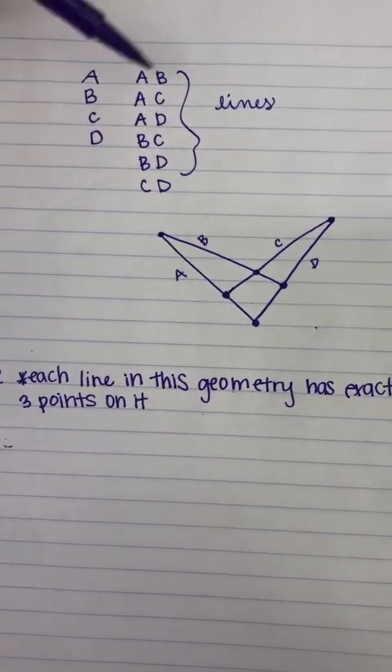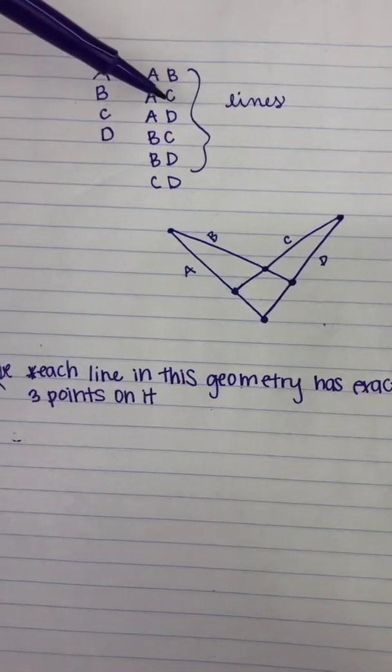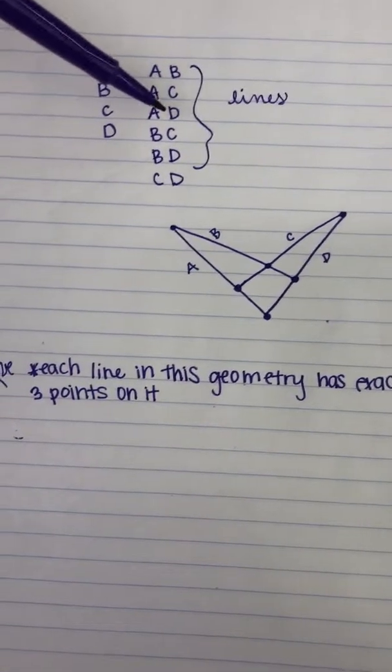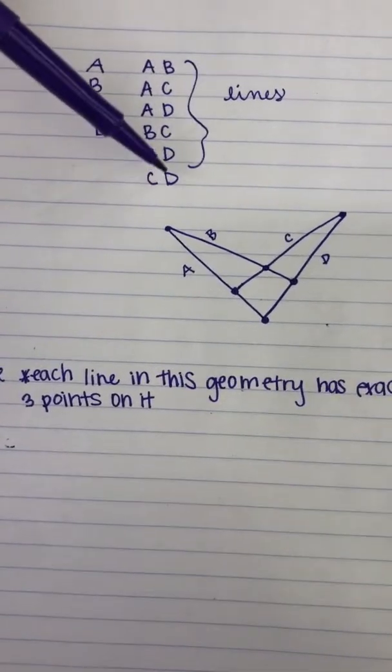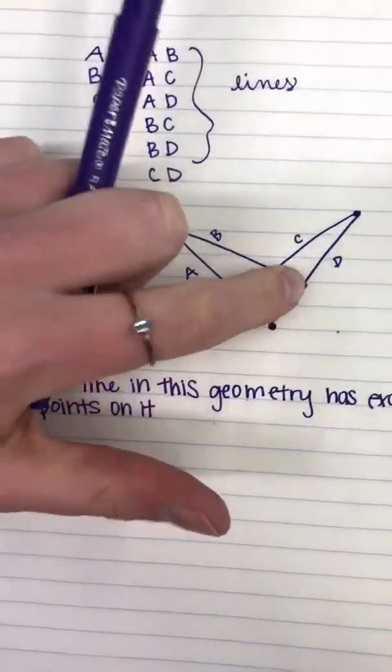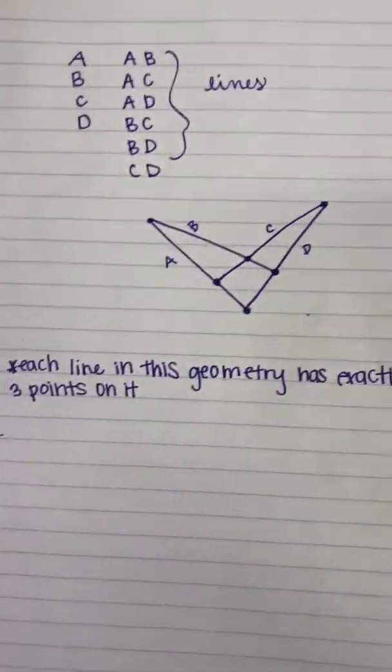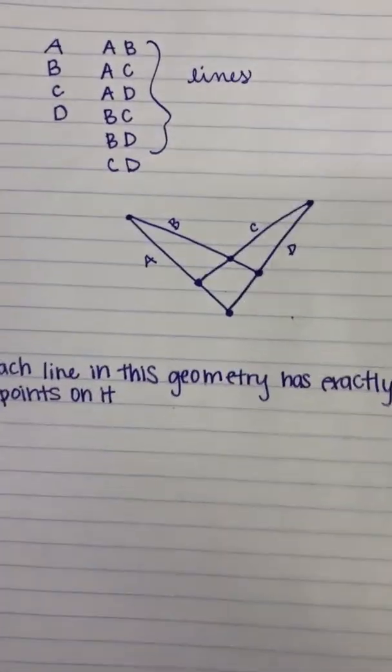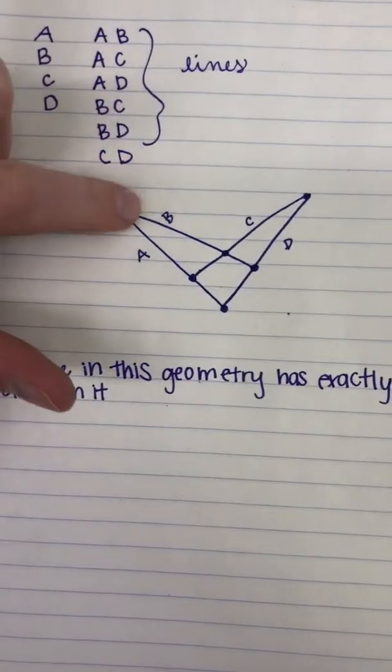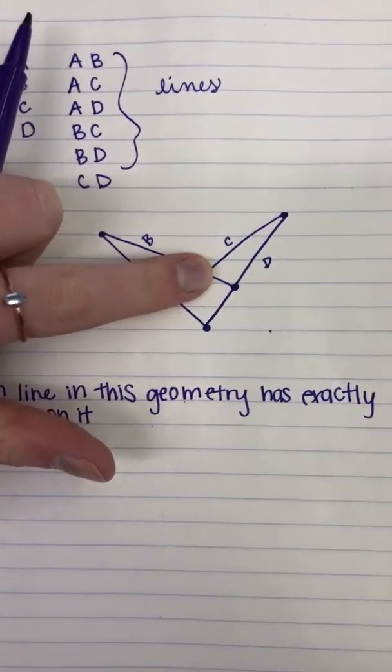one another. A and B intersecting, A and C intersecting, A and D, B and C, B and D, C and D, all intersecting with 1 point. As our axiom number 2 says, any 2 distinct lines have exactly 1 point on both of them.